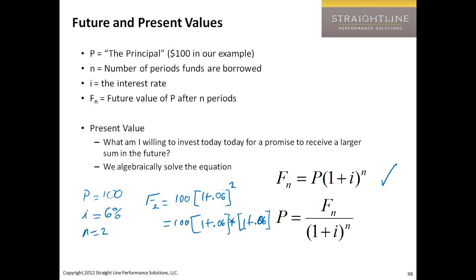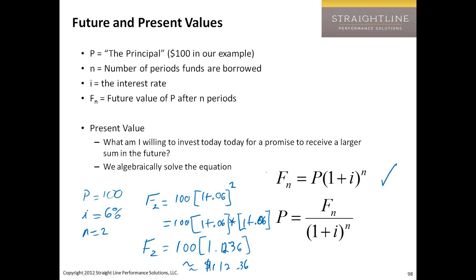Okay, so it turns out that F2 equals 100 times 1.1236. So that's about $112 and 36 cents after 2 years. So that's basically how that works, right?